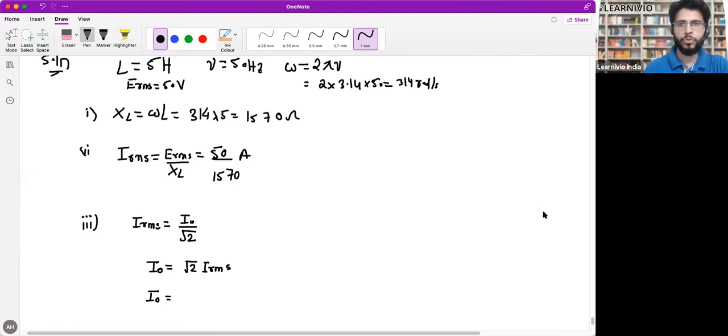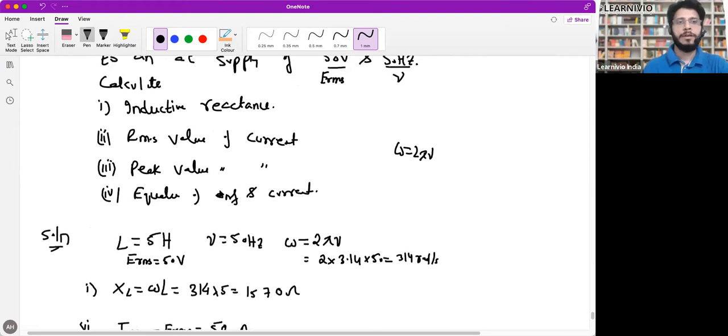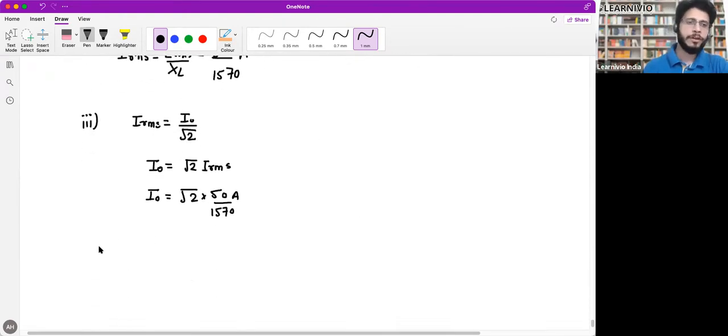It's root 2 multiplied by IRMS, which is 50 by 1570, this much of amp. After the peak value, I need the equation of EMF and current.